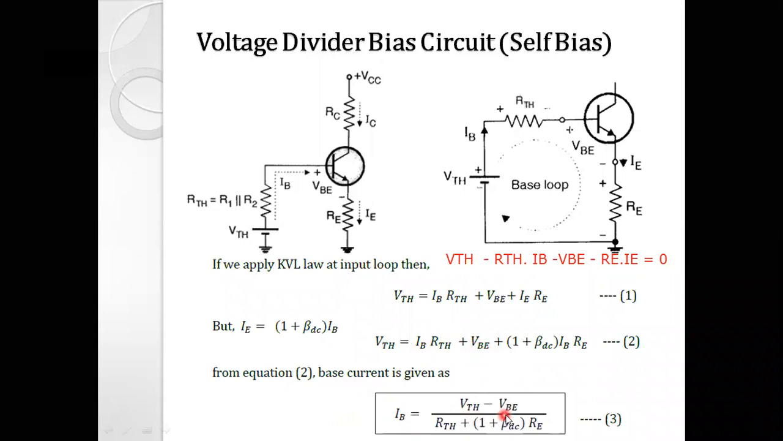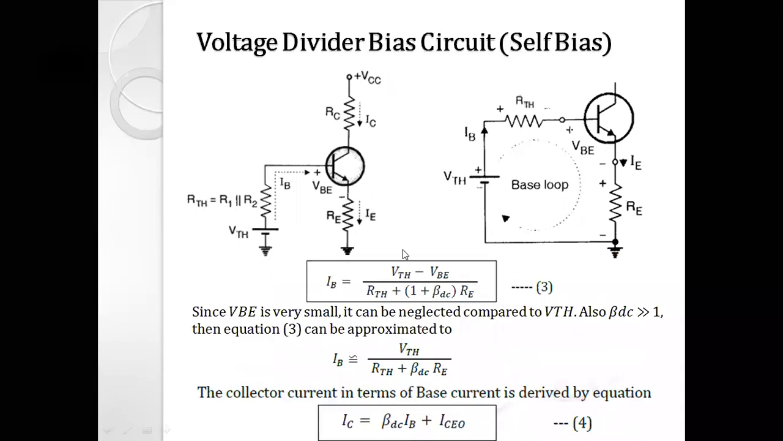It results in VTH minus VBE, and in the first term IB is present, and in the last term also IB is present, so we can take it common, RTH plus 1 plus beta into RE. When we send these to the left hand side, it goes in the denominator, and by rearranging the terms we get equation number 3, that is VTH minus VBE divided by RTH plus, inside the bracket, 1 plus beta into RE.